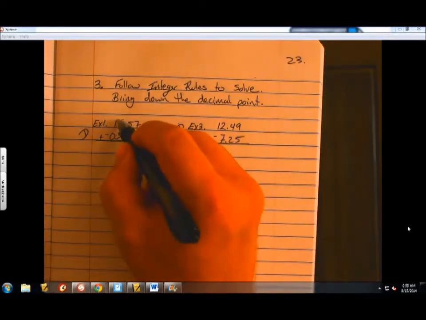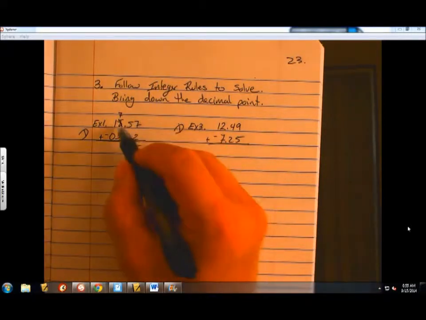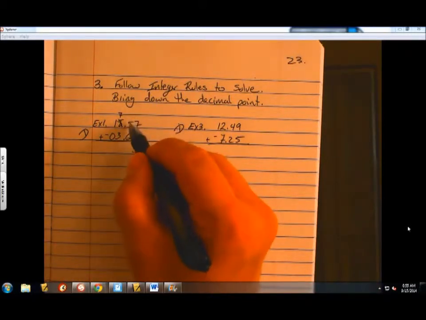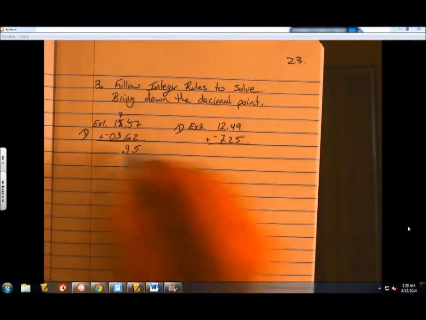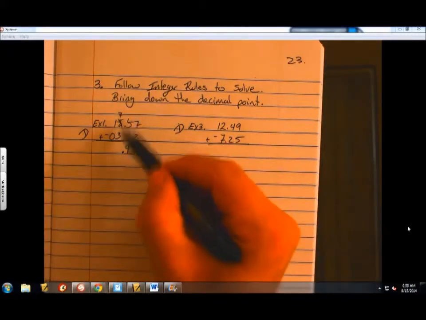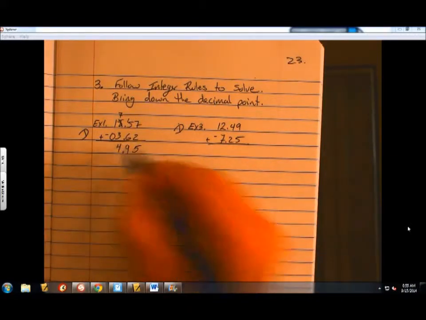So we take from the 8. It turns to 7. We're going to take those 8 ones and put them all in the tenths column. So it'll become 15 tenths. So 15 minus 6 is 9. Bring down that decimal point. 7 minus 3 is 4.